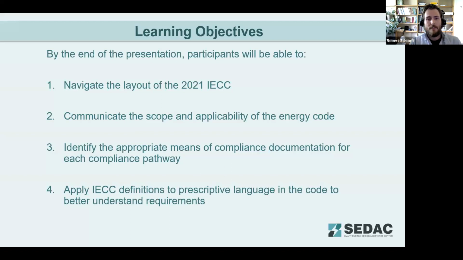The learning objectives for today's presentation are, we expect at the end of this presentation, you'll be able to navigate the layout of the 2021 IECC. You'll be able to communicate the scope and applicability of the energy code as it applies. You'll be able to identify the appropriate means of compliance documentation for each compliance pathway. So what do we actually need to present in order to comply with each different pathway? And then how can we apply IECC definitions to the prescriptive code language in order to better understand the requirements? So what are some of those key definitions contained within the code that help us to understand the actual code requirements?